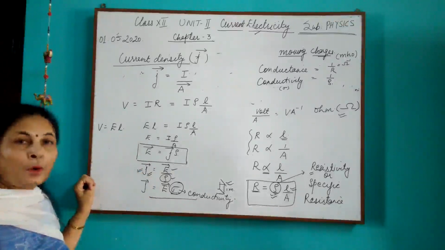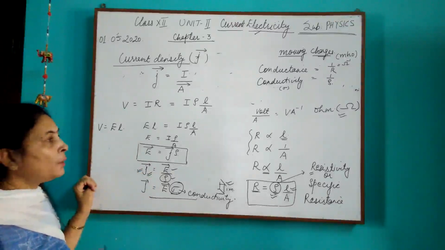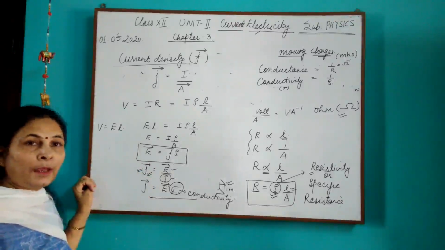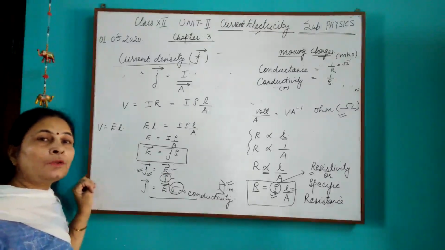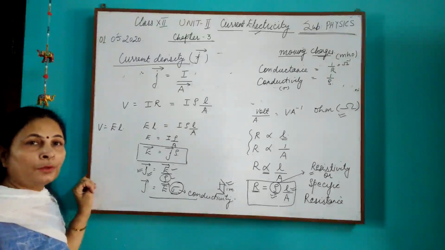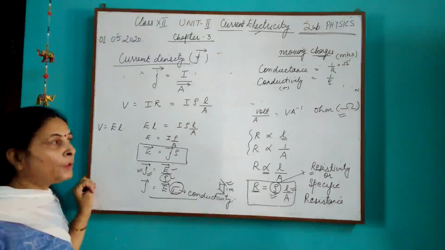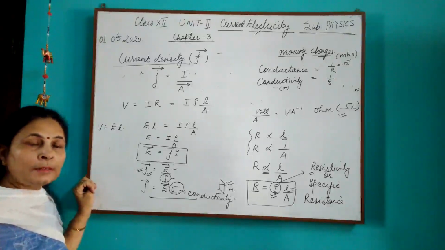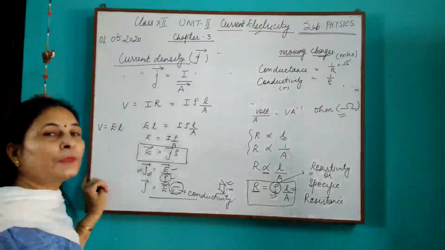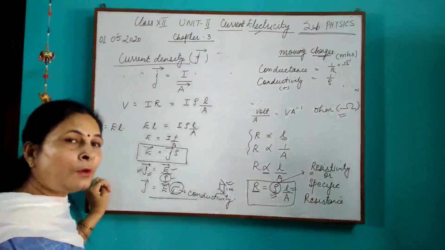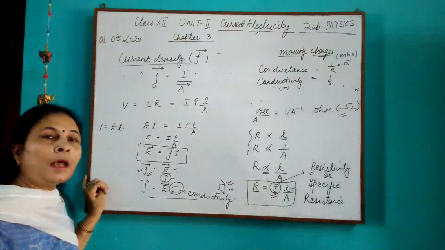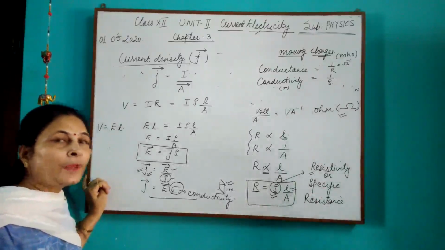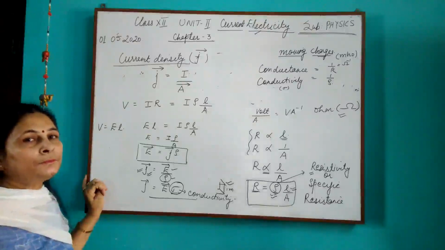So I think this is all for today. You can go through all this. And one thing I would like to tell you, you can go through the combination of resistors also. As you have done it earlier also, we'll do it tomorrow, the combination of resistors as well as the drift velocity, how the electrons move in a given conductor in absence of electric field and in presence of electric field.